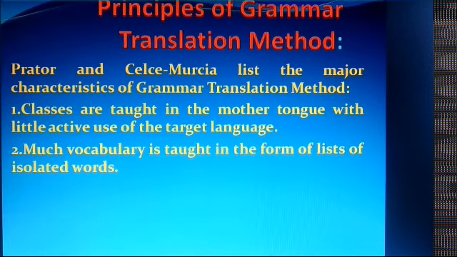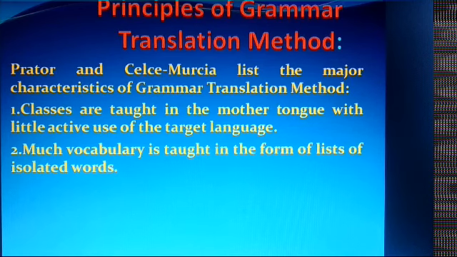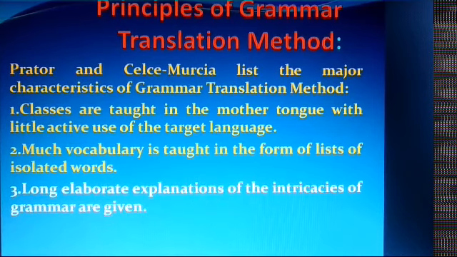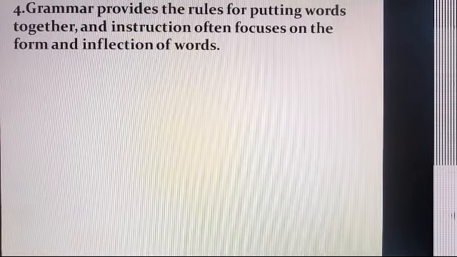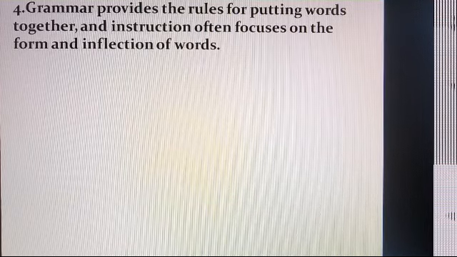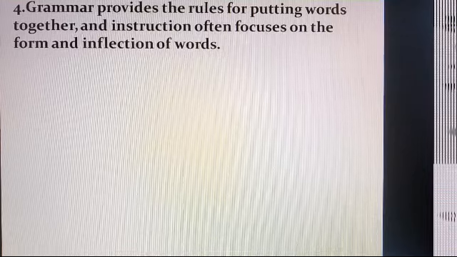Number 2, mass vocabulary is taught in the form of lists of isolated words. That means if anyone wants to learn English, he has to memorize a lot of words in English. He has to memorize vocabulary. Number 3, long elaborate explanations of the intricacies of grammar are given. That means grammar needs to be described. Number 4, grammar provides the rules for putting words together, and instruction often focuses on the form and inflection of words.